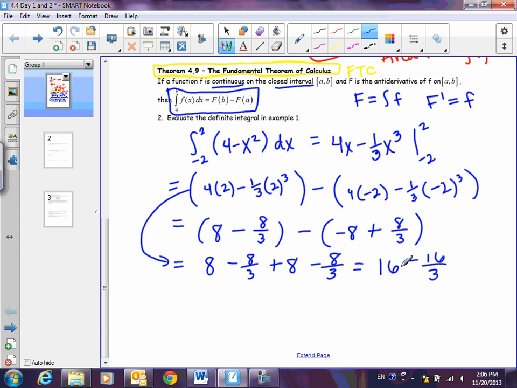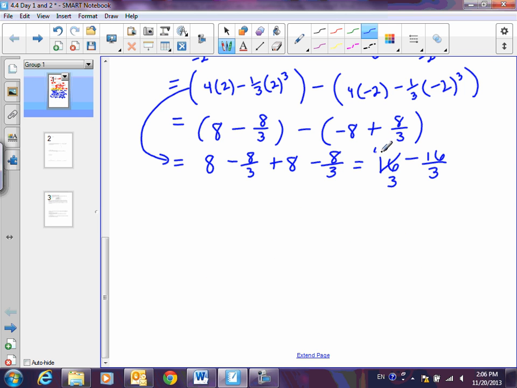And now I got to combine these two, so I got to get a common denominator. What's my common denominator going to be? 3, right? The denominator's 3. I'm going to write 3 here. So what does that make the numerator? 48. Therefore, my final answer is 32/3, which if we were to write this as a mixed number would be 10 2/3.